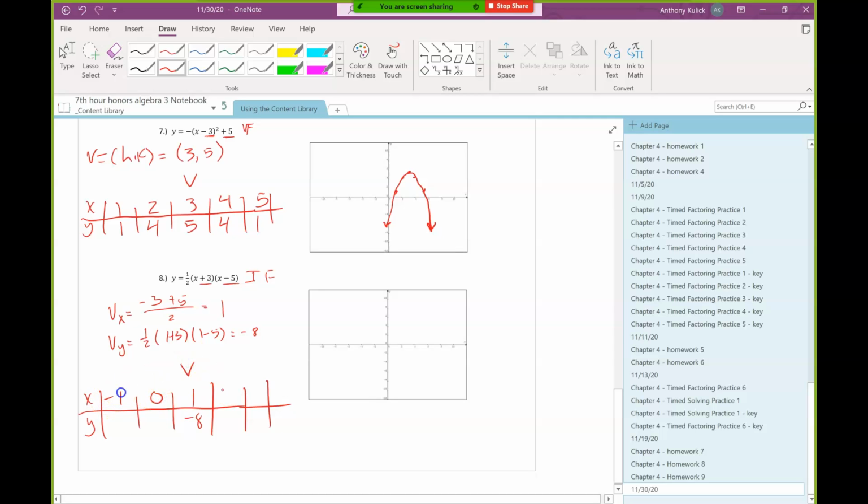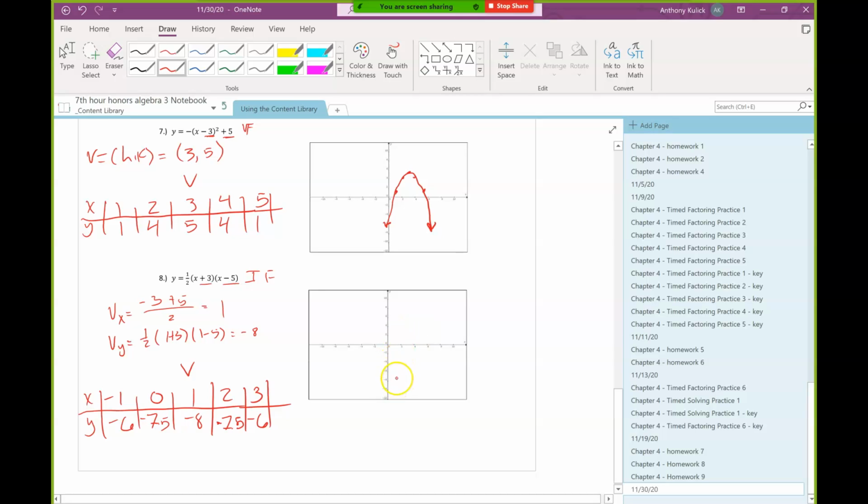And then we'll go and pick some more x's. All right, when I plug -1 in, I have -1 plus 3 is 2. -1 minus 5 is -6. 2 times -6 is -12. Times 1/2 is -6. When I plug 0 in, 0 plus 3 is 3. 0 minus 5 is -5. 3 times -5 is -15. Times 1/2 is -7.5. And then we can just fill the rest of that in. And we're ready to plot.